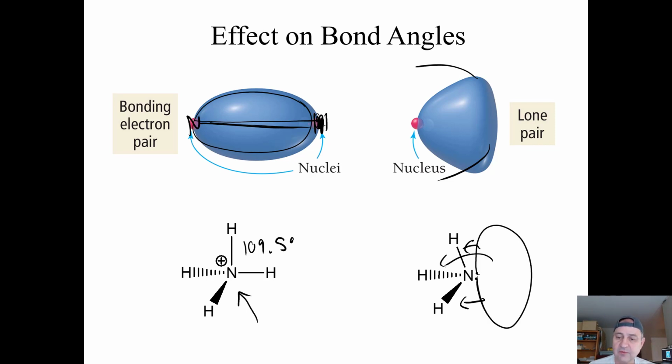And so in the case of ammonia, so this is ammonium, NH4, and this is ammonia, it's actually going to have 107 degrees rather than 109.5. So that would be this bond angle here. So that's important to note as well. So keep that in mind. Lone pairs take up more space than bonded pairs.